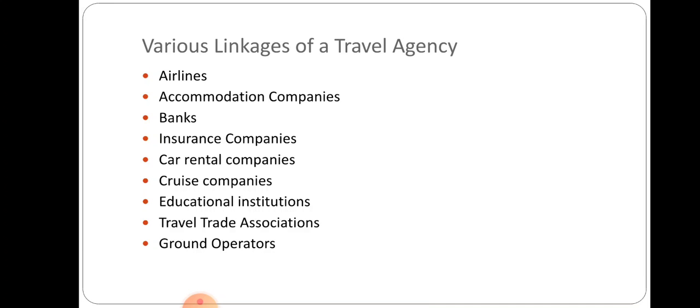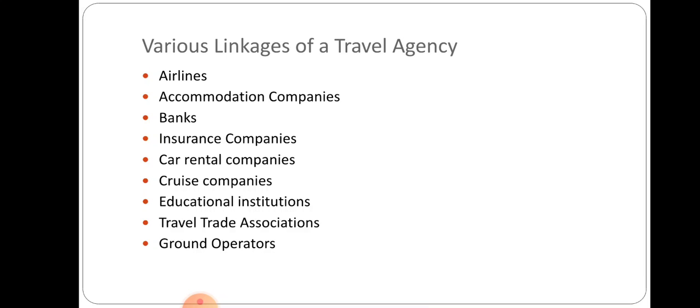Next one is for hotel bookings. A travel agent makes contact with accommodation companies. There are a number of chains working in India, domestic chains or international chains. For example, among domestic chains we have Oberoi Group of Hotels, Taj Group of Hotels, Ashoka Group of Hotels, etc.